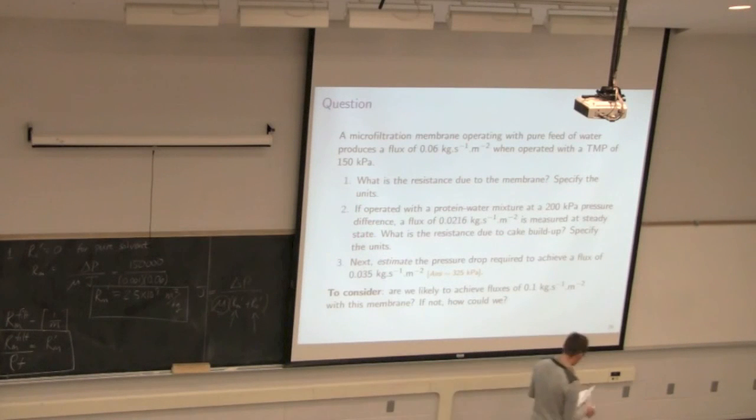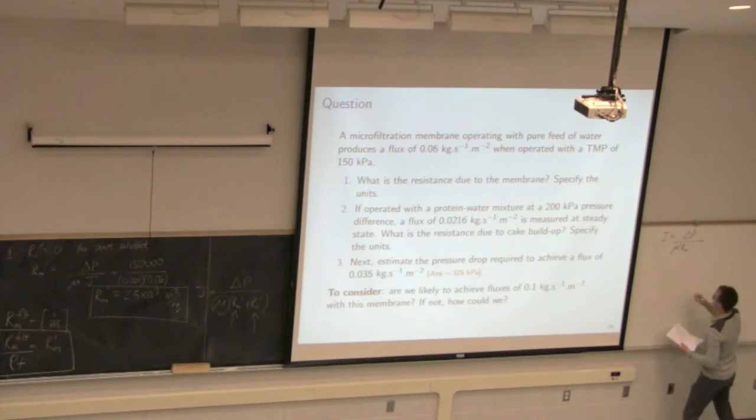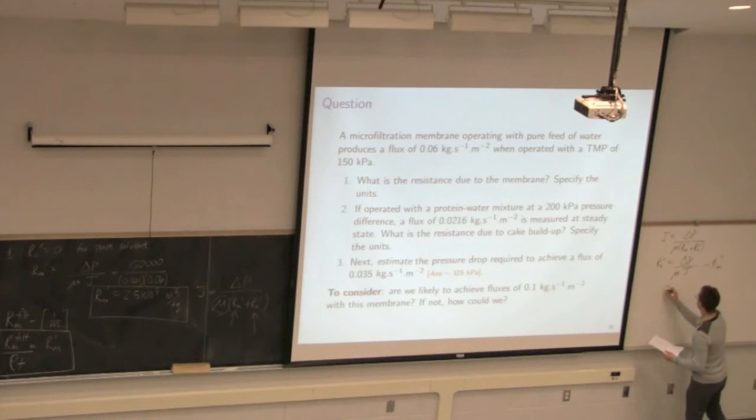Okay, so in part two, then we're solving for RC dash, and so starting from J is equal to the transmembrane pressure divided by the viscosity multiplied by Rm dash plus Rc dash, the membrane and the cake resistance. Rearrange that for Rc dash and we get delta P substituting those values then.